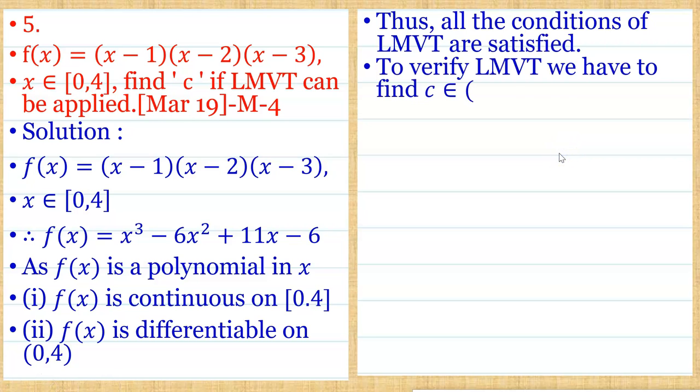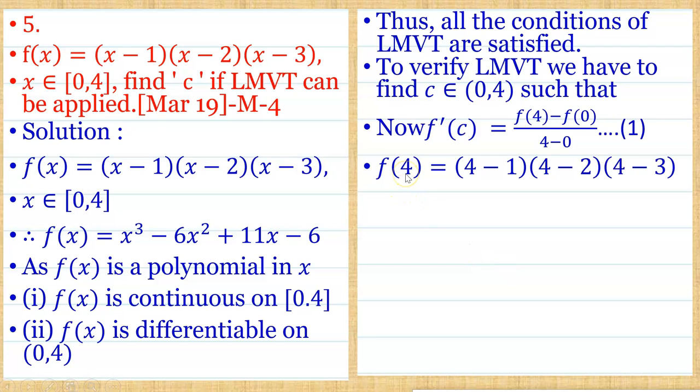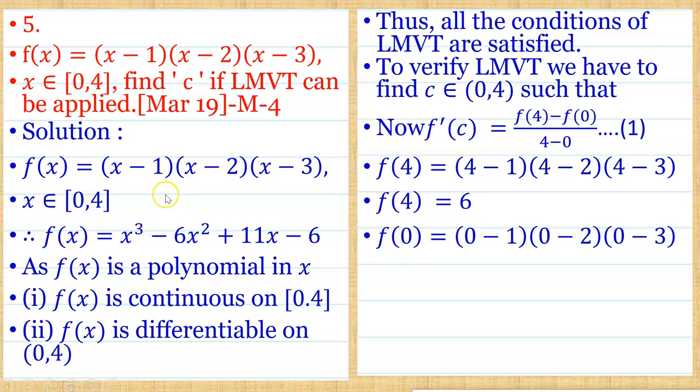To verify LMVT, we have to find a c belonging to the open interval 0 to 4 such that f dash of c is equal to f of 4 minus f of 0 upon 4 minus 0. This is expression number 1. We will find the value of f of 4: it is (4 minus 1)(4 minus 2)(4 minus 3), that is 3 into 2 into 1, so f of 4 is 6. f of 0 is (0 minus 1)(0 minus 2)(0 minus 3), and overall you will get minus 6.